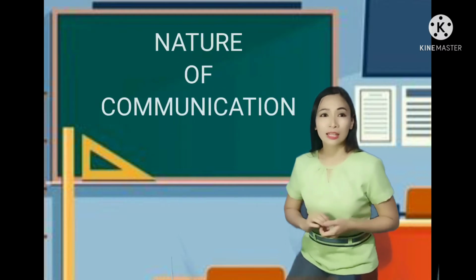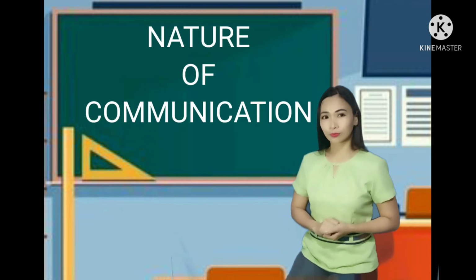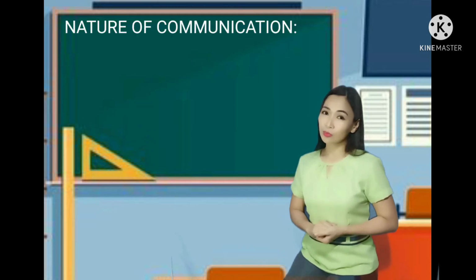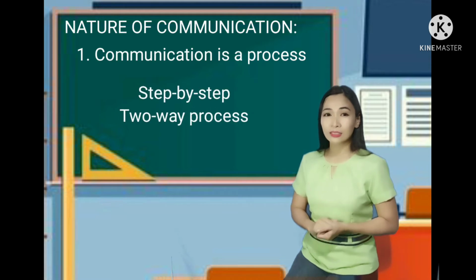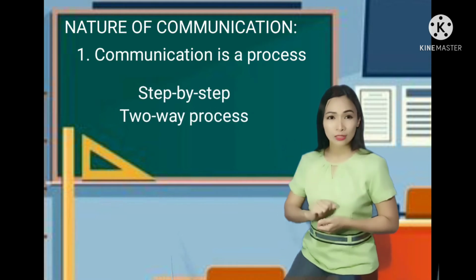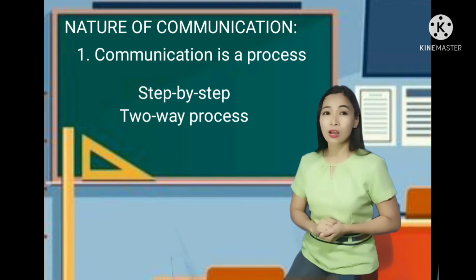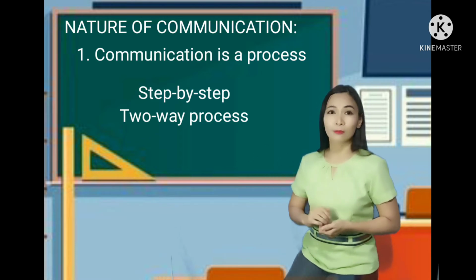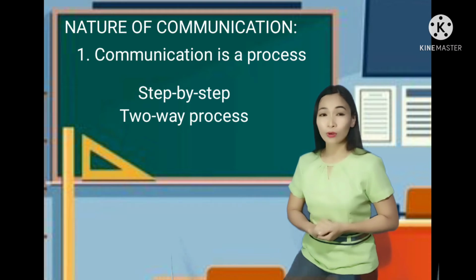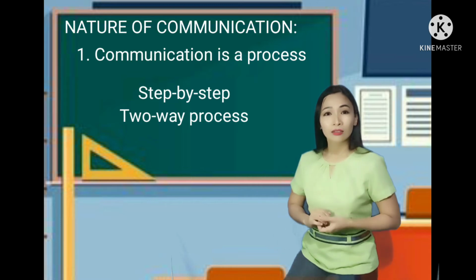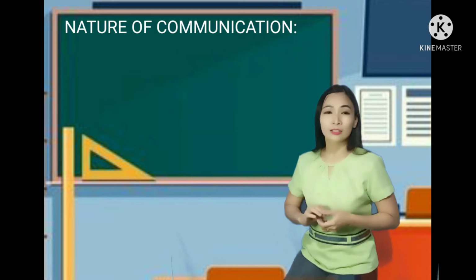Now, we will tackle the nature of communication. Number 1, communication is a process. Communication as a process means it is a step-by-step activity, and it is essentially a two-way process that involves the active participation of both the sender and receiver. It is the act or process of using words, sounds, signs, or behaviors to express or exchange information or to express ideas, thoughts, feelings, etc. to someone else.